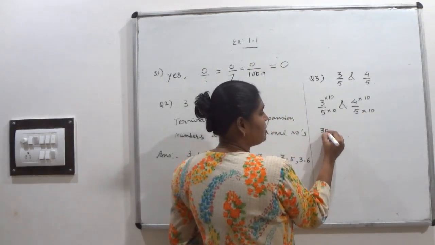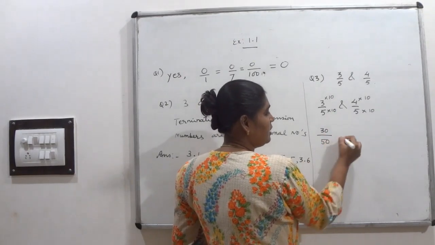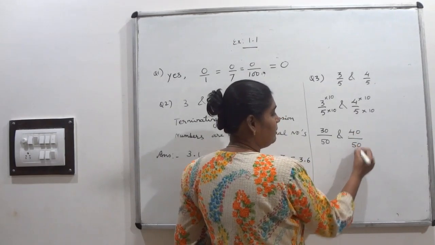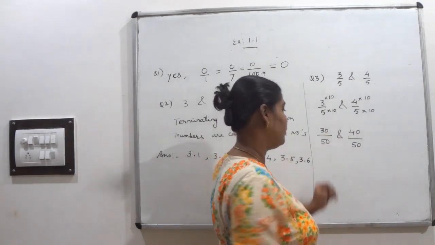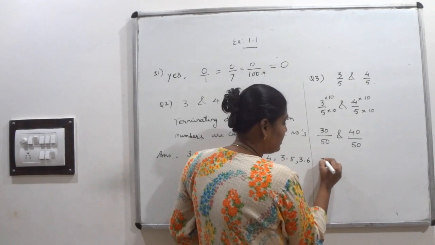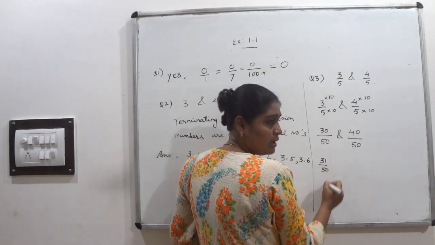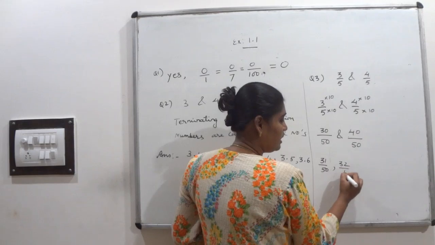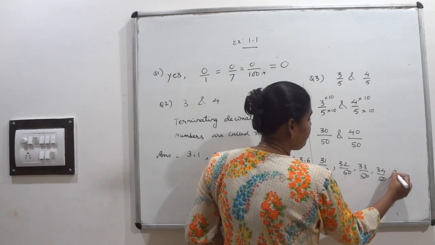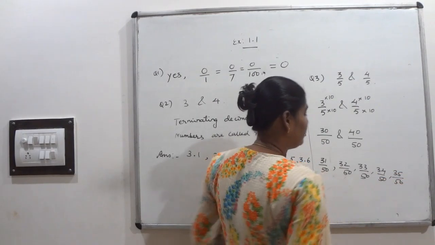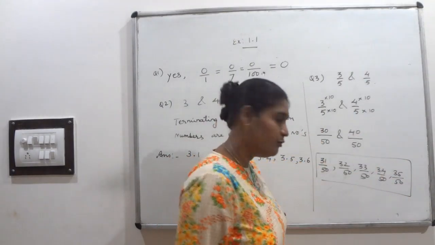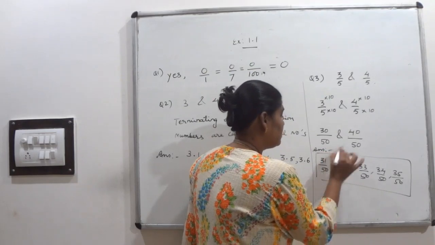3 upon 10, that is 30. 5 upon 10, what is it? 50. And here 4 into 10, that is 40. 5 into 10, it is 50. So between 30 upon 50 and 40 upon 50, we can write 5 rational numbers very easily. See, 31 upon 50, 32 upon 50, 33 upon 50, 34 upon 50, 35 upon 50, like that. Any numbers you can write between 30 upon 50 and 40 upon 50. These are the 5 rational numbers. That's your answer.